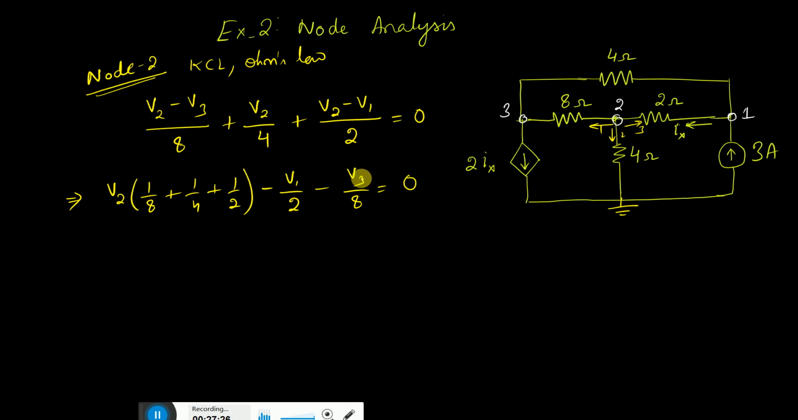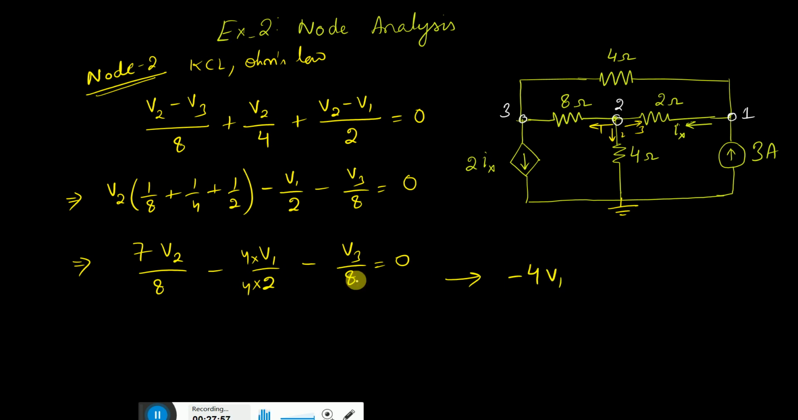We can make a solution out of it. This is nothing but 7V2 by 8, taking the LCM, minus V1 by 2 and minus V3 by 8 is equal to 0. So multiply by 8 on both sides so the denominator is now common, and we can rewrite this. But first write the V1 coefficient so that we have a sequence. So minus 4V1, this first.